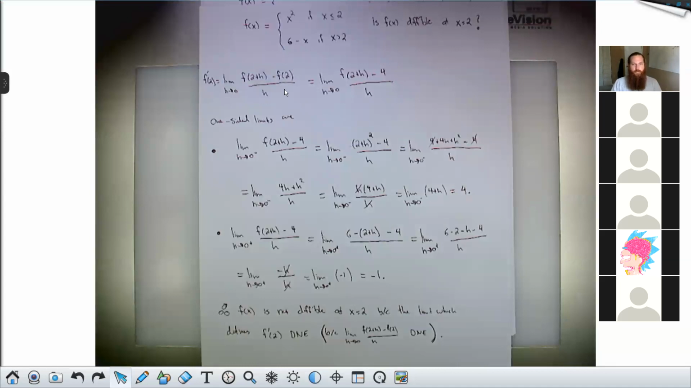To show that a function is or is not differentiable, you need to show whether or not the limit of the difference quotient, which defines the derivative, exists, not the limit of the function itself.